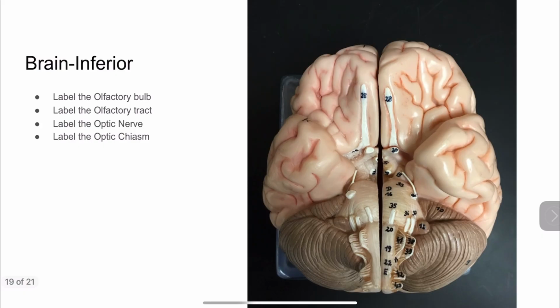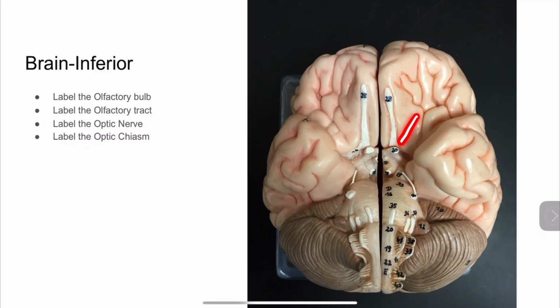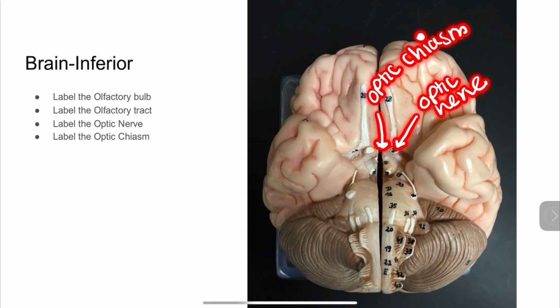So from this view, we can also see a couple of other structures, right? So here's our frontal lobe, here's our temporal lobe, and then the first thing is going to be these little structures, right here, number 28, that is your olfactory bulb. And then we can see over here, number 30, that is your optic nerve. So your optic nerve is right there. When they cross, you get optic chiasm.